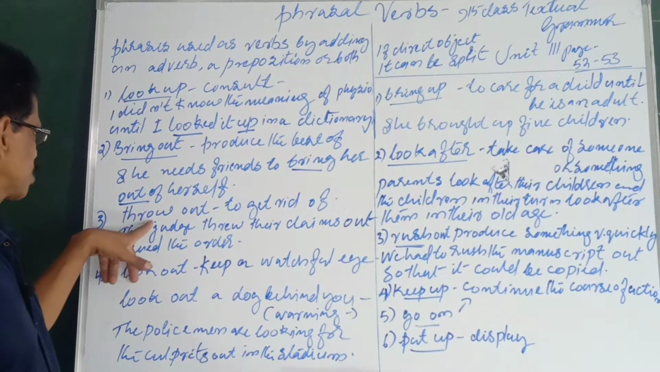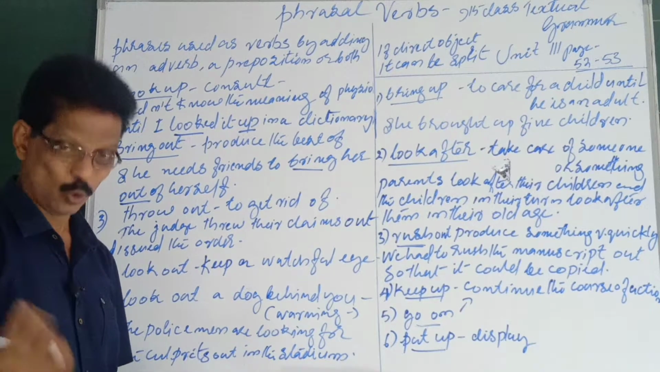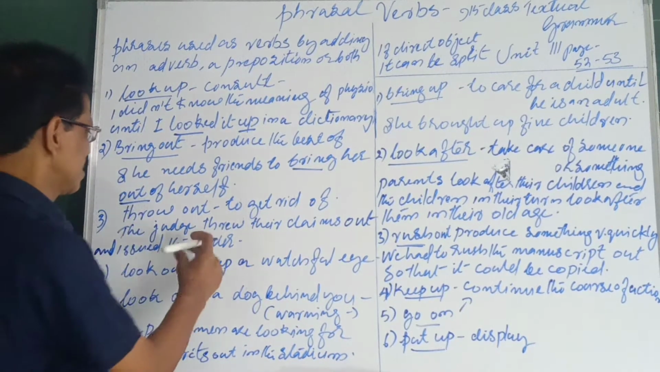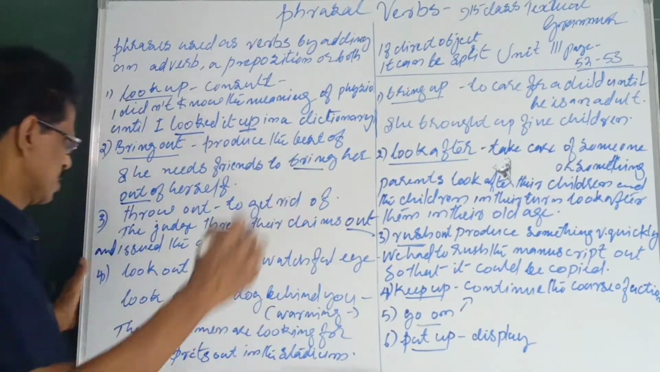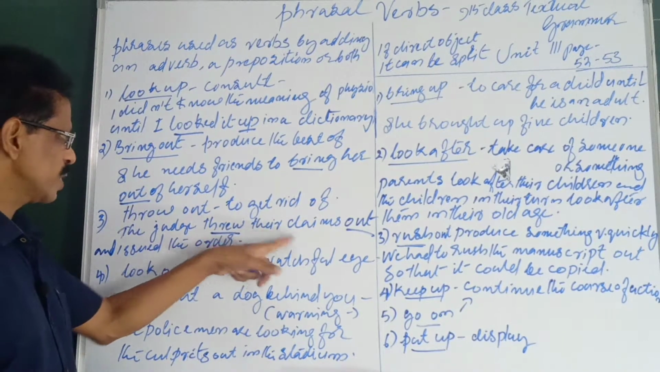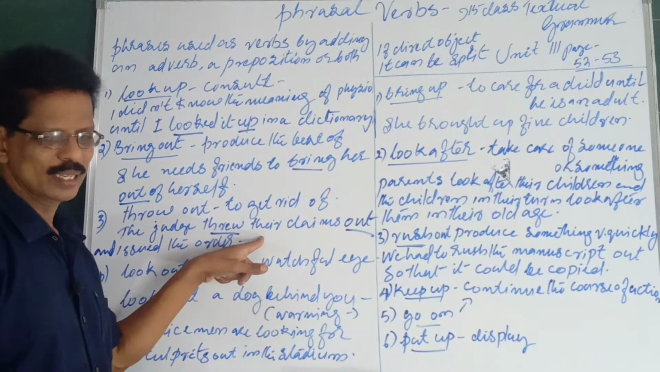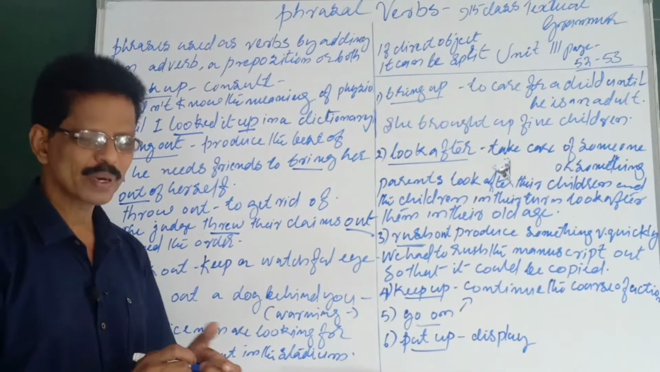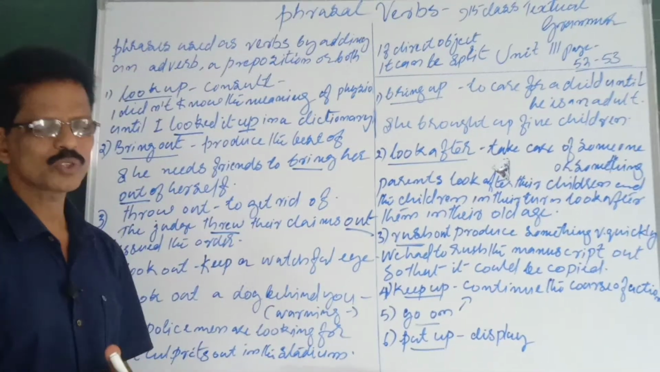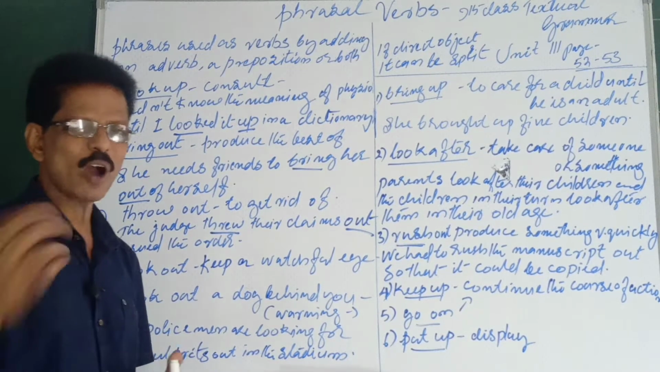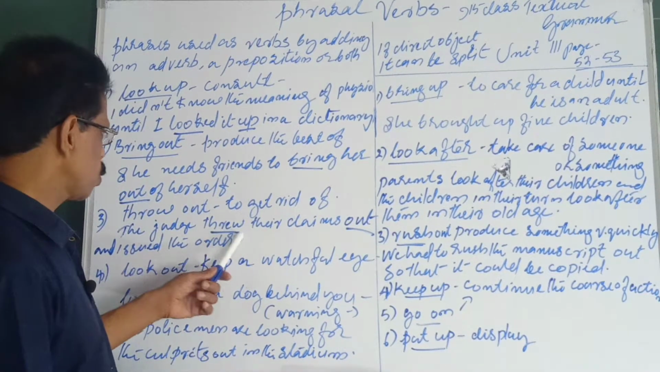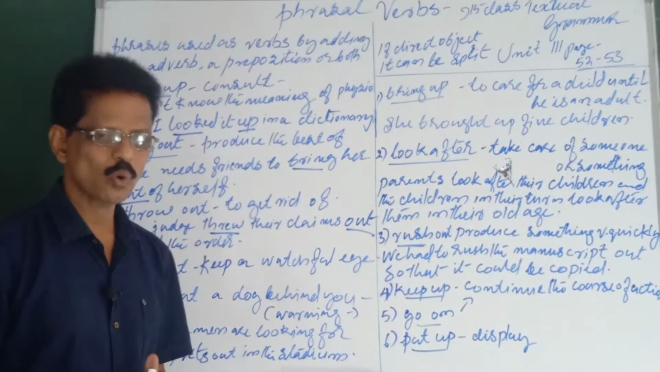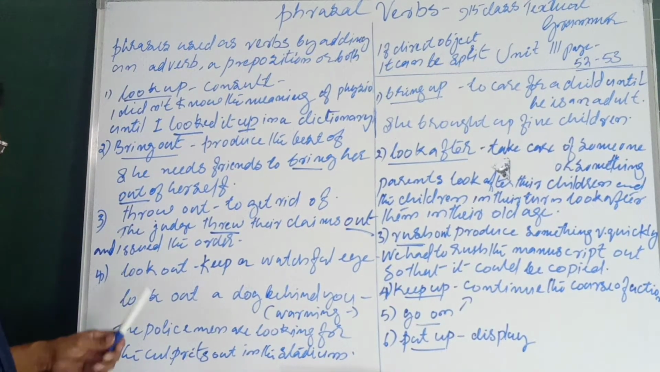Then throw out is generally used. Throw out, throw it out. To get it off, the judge threw their claims out. Their claims is the object. The judge threw their claims out and issued the order. Though they claimed several different things, those claims were all thrown out. Threw it out. So throw it out.